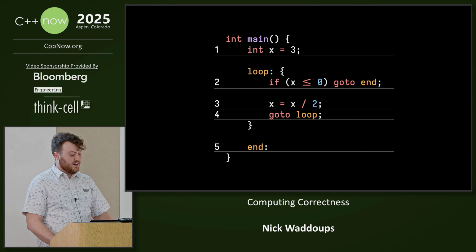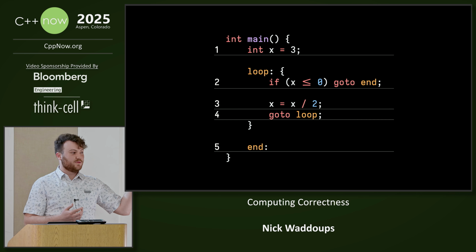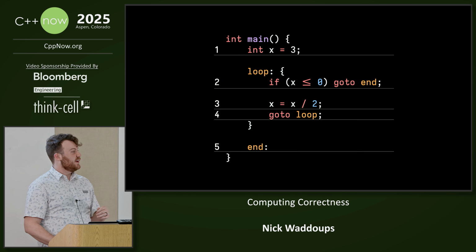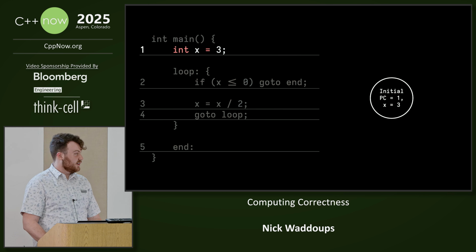In this instance, it's pretty easy because we don't have any input arguments that we need to resolve or anything like that. We just start at program counter equals 1 and x equals 3. So if we look at our initial state, we're starting here where our program counter equals 1, and after our computation, we're going to have x equals 3. This just represents our initial state.